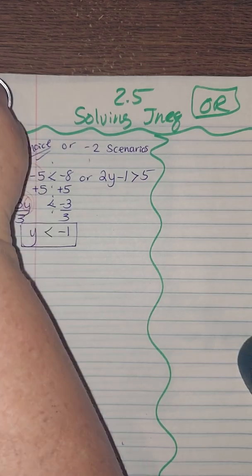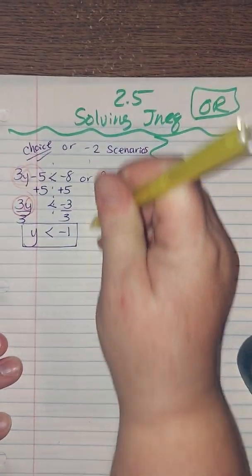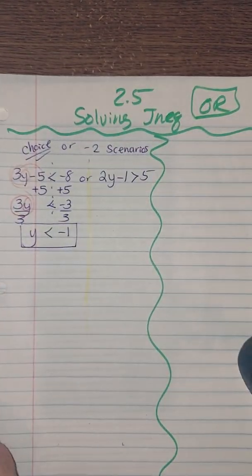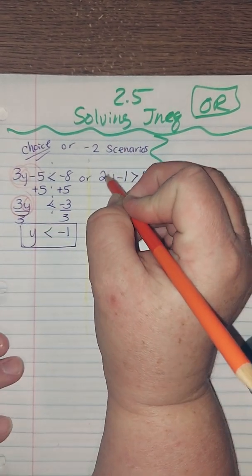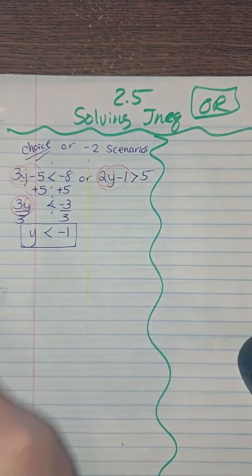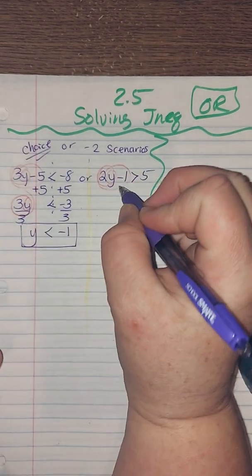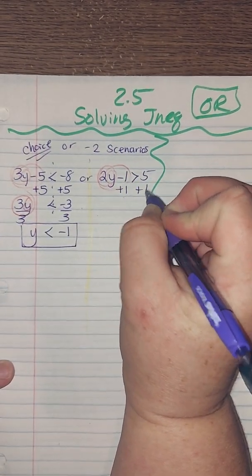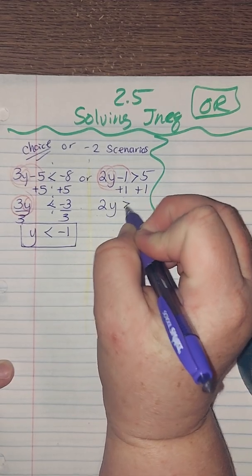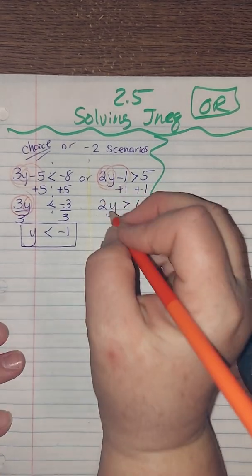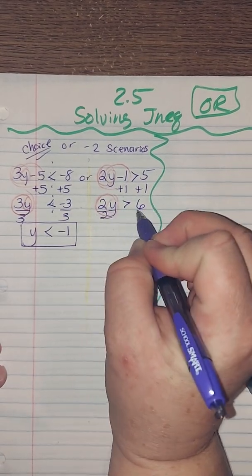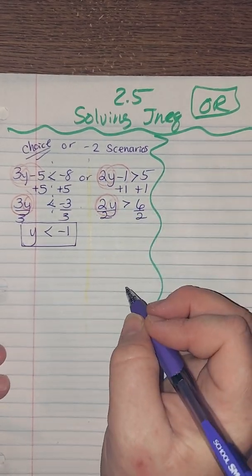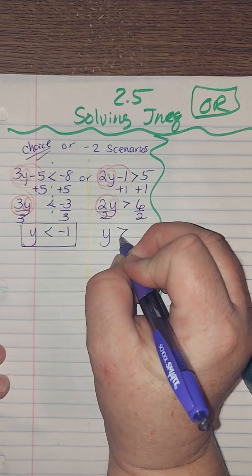See, two separate problems. Now I'm going to go over here and solve this one. And I'm going to add 1 to each side. So I'm not solving as a triplet. See, it's just like section 2.4. You're just solving.